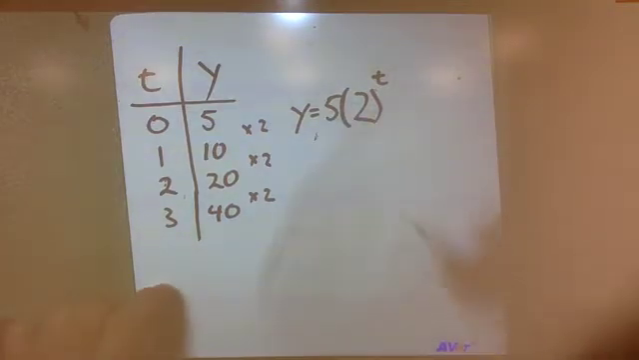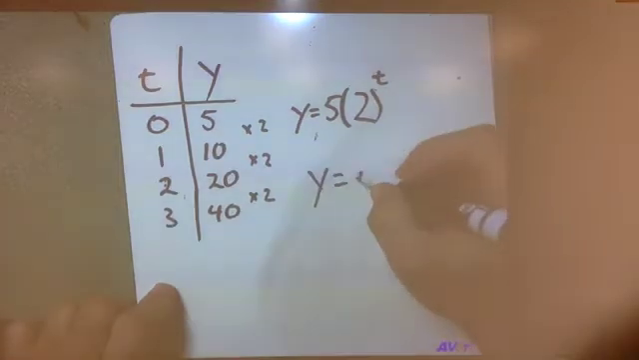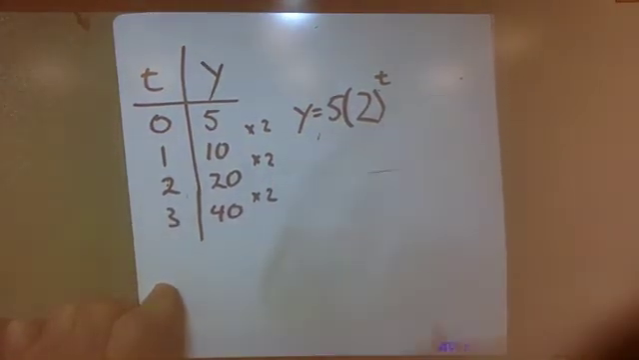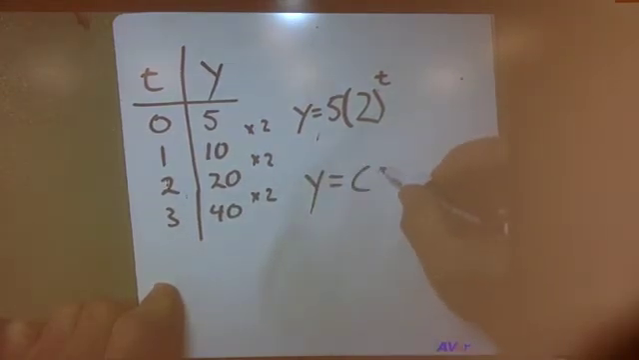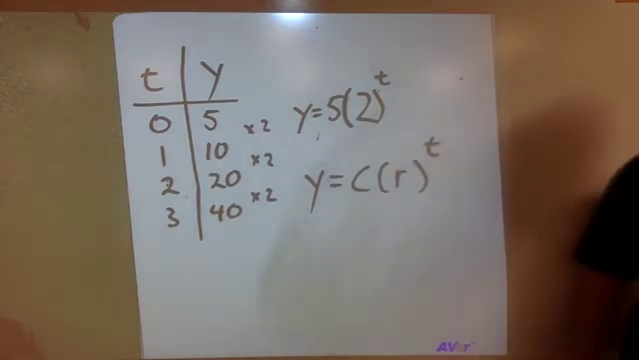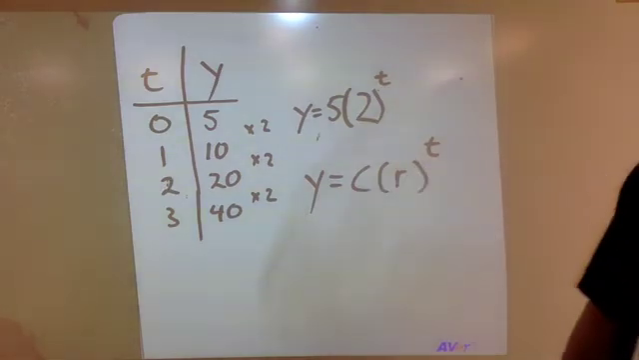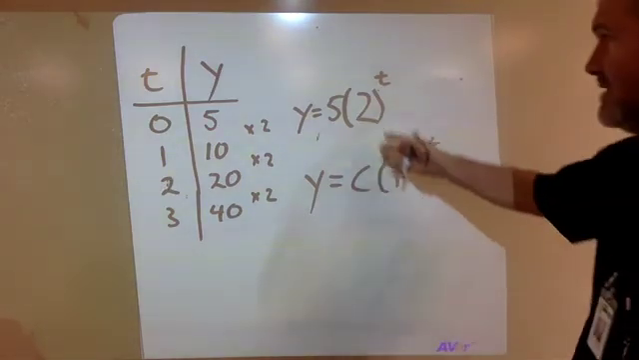Well, you know how we had the equation y equals mx plus b for a straight line? Now we have the equation y equals c times r to the t. Whoa. That's why I don't start off with all these letters. It's like, what do all these letters mean? But now you're going to have a pretty good idea what they mean. They just mean this right here.